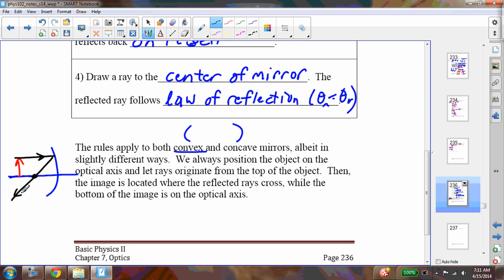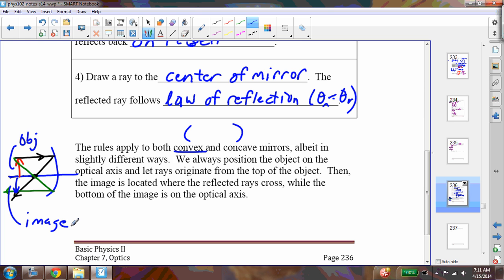And then the image is located where the reflected rays cross. So I'll draw rule number 2 here as well, through the focal point and parallel to the axis. And now our image of this object is going to be right here. So the bottom of the image is always going to be on the optical axis, and then the top of the image will be wherever the 2 rays cross. Right? So this is my object, and this is my image.